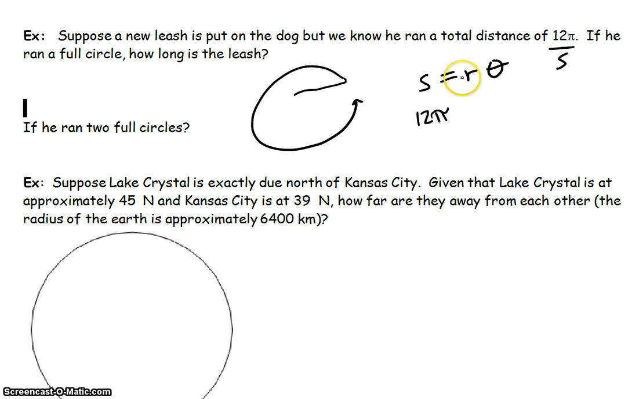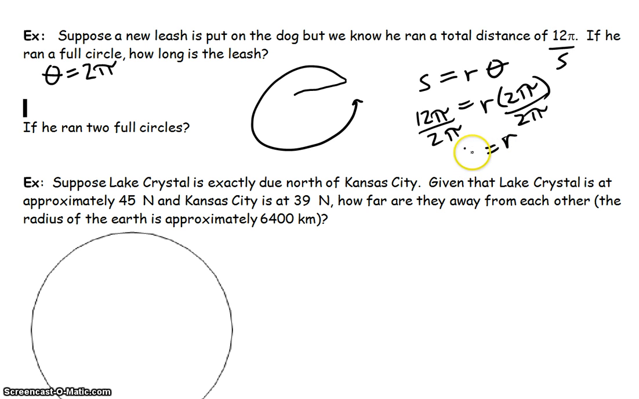And if they ran a full circle, what would this be in radians? Well, a full circle is 360, but in radians it's 2 pi. So what this would look like is r times 2 pi. What we need to figure out is what exactly r is in order for this to be 12 pi. So we divide this by 2 pi, and we get that the radius has to be 6 in order for this to have 12 pi for a total distance that the dog ran.